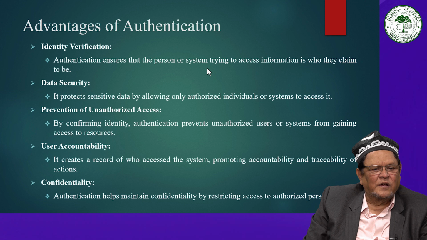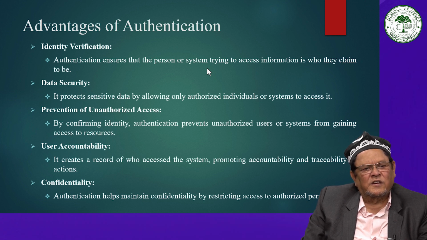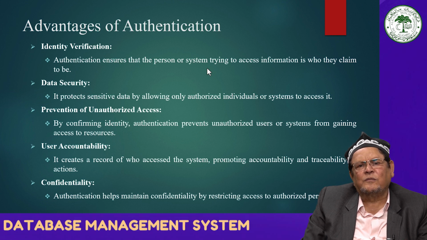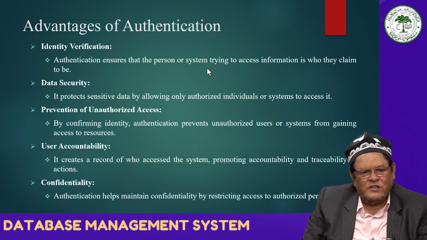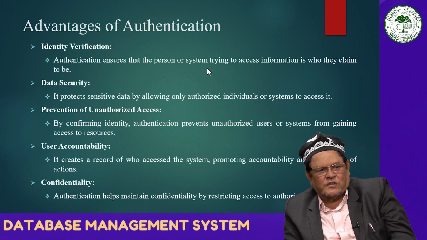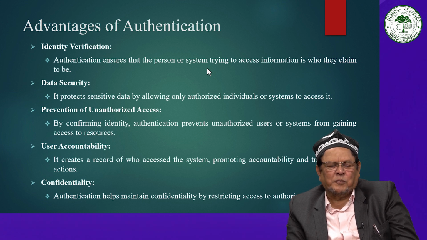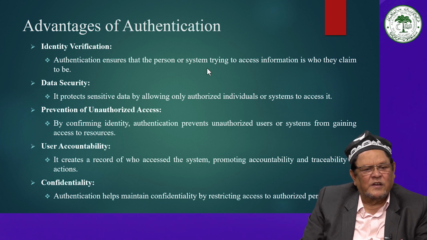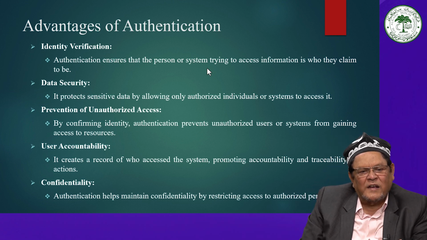Users accountability. And then the last is confidentiality. Data security means it protects sensitive data by allowing only authorized individuals or systems to access it, preventing unauthorized access. By confirming identity, authentication prevents unauthorized persons or systems from gaining access to resources. So an unauthorized person cannot access the resources. Users accountability: it creates a record of who accessed the system, promoting accountability and traceability of the actions.